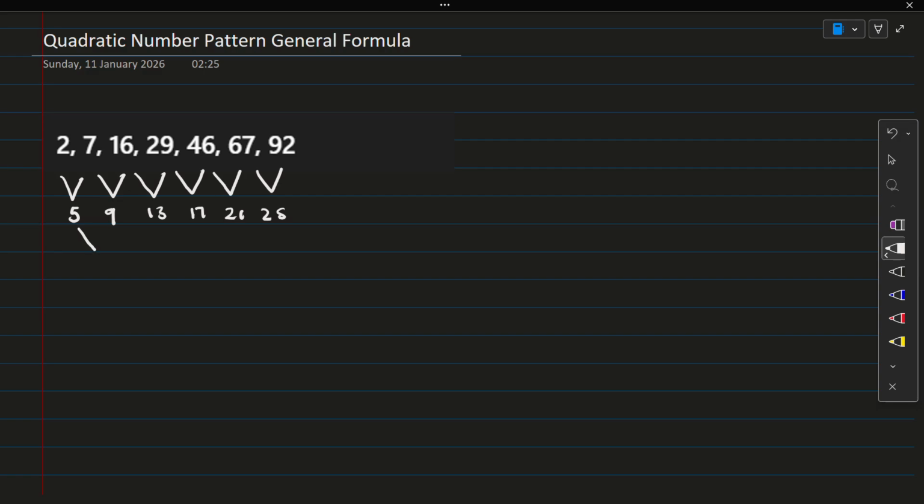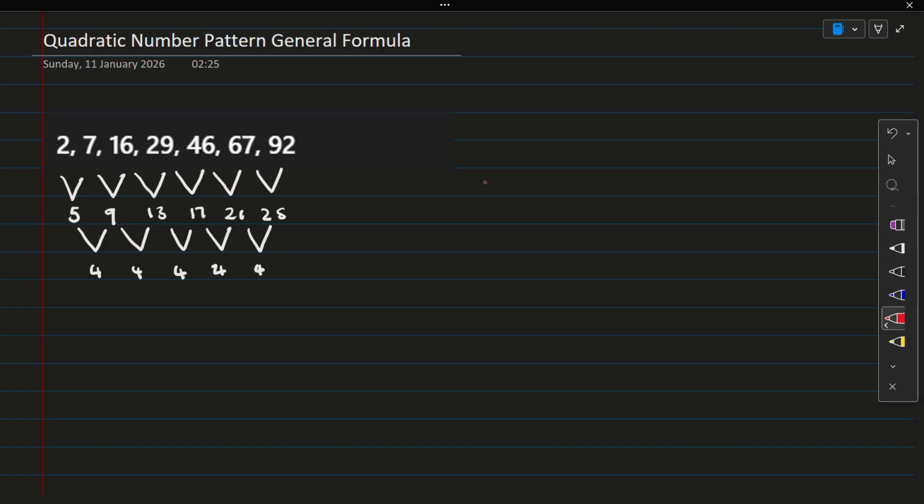So let's look at it. 9 minus 5 is going to be 4. 13 minus 9 is going to be 4. 17 minus 13 is going to be 4. 21 minus 17 is going to be 4. 25 minus 21 is going to be 4. If you check, the second difference is the same.